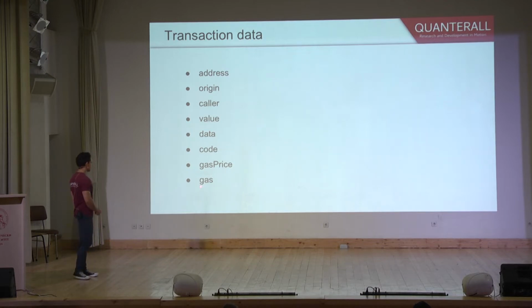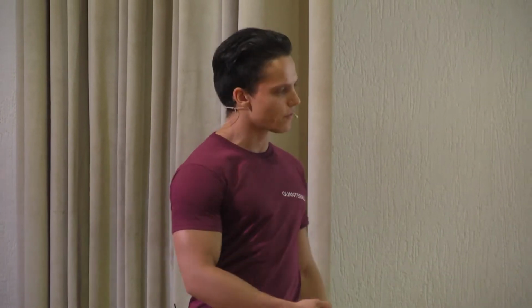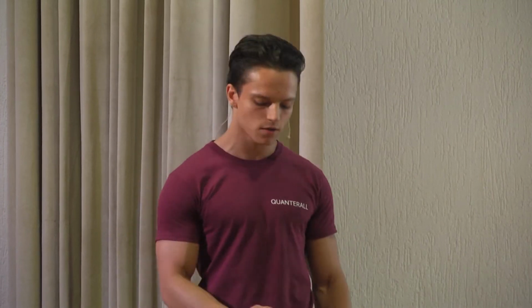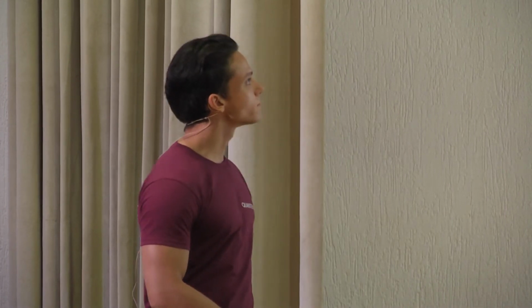We have the gas price, which is a parameter that implies how much gas price 1 unit of gas has. So the creator of this transaction initially must pay amount of gas multiplied by gas price. And gas is the total amount of gas provided for the execution. And there is an instruction called gas, which returns the current amount of gas left.